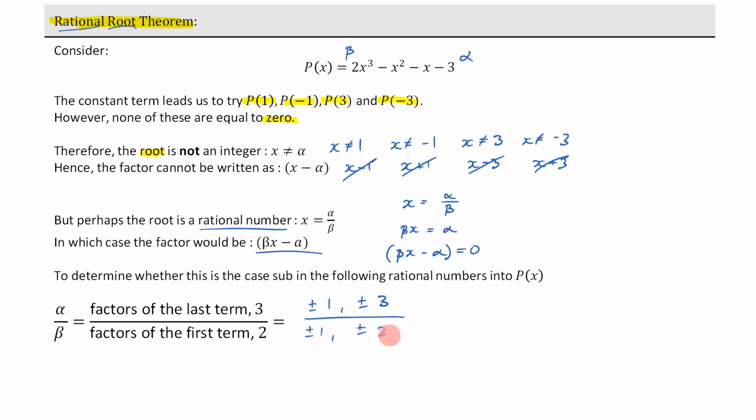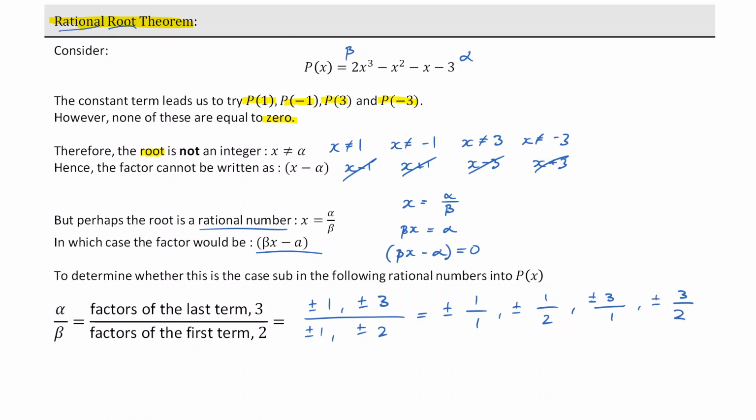Perfect. So now what we're going to do is say, well, if my numerator is 1, my denominator could be 1, or my denominator could be 2. So if my numerator is 1, I could have a denominator of 1 or 2. And so too, if my numerator was 3, I could have a denominator of 1, or I could have a denominator of 2. Perfect. So there are all the options before us.